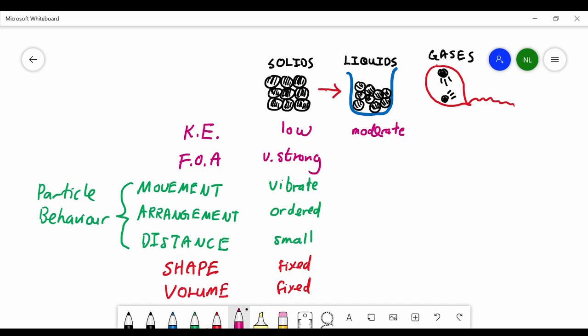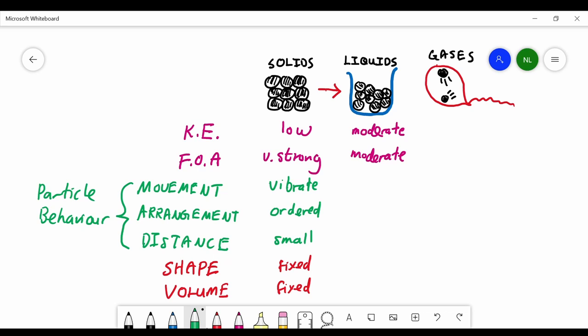Having more kinetic energy allows the particles of liquids to partly overcome the forces of attraction between them. This allows the particles to move further apart. Moving further apart further weakens the forces of attraction between them, as forces of attraction are very sensitive to distance. So we can describe the strength of the forces of attraction between particles of liquid being moderate as well.